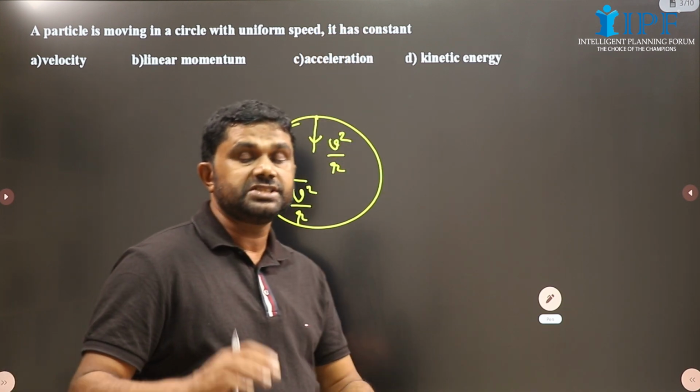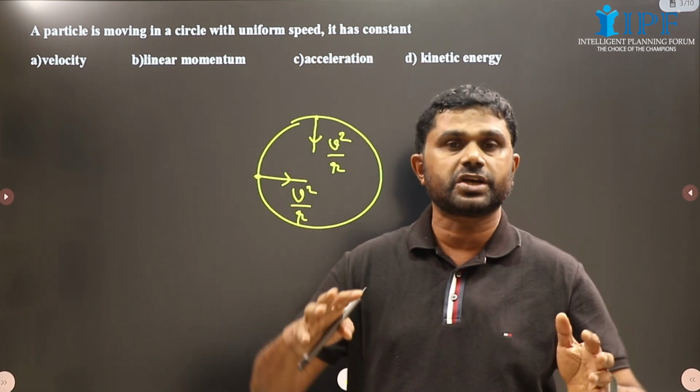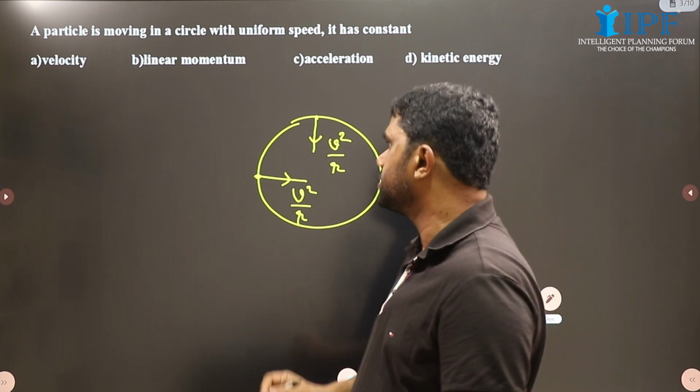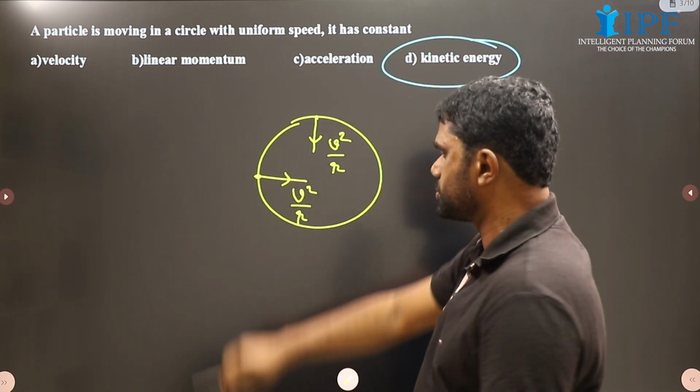But the kinetic energy, it's a scalar. Body is moving with a constant speed. So half mv square, that is the kinetic energy, will be constant. Okay, so this must be the correct option.